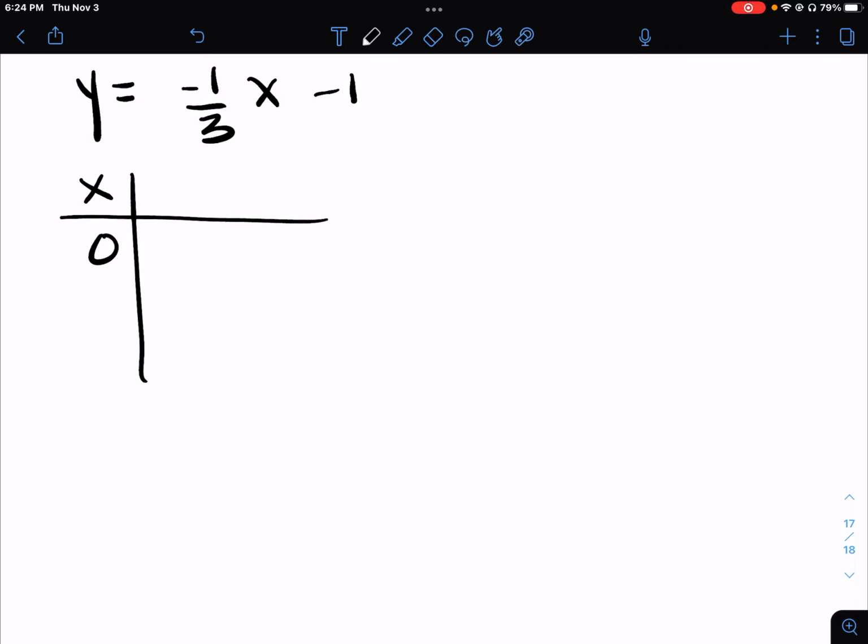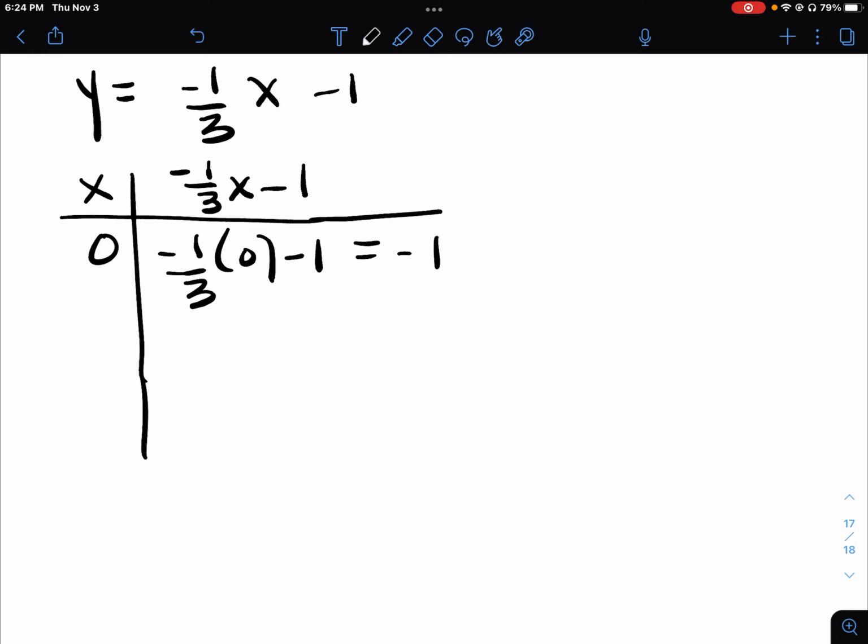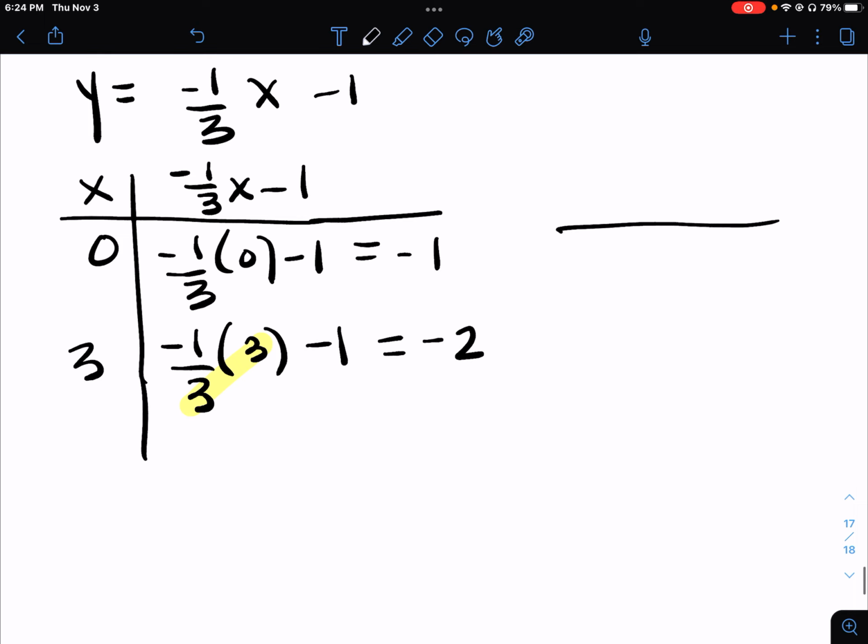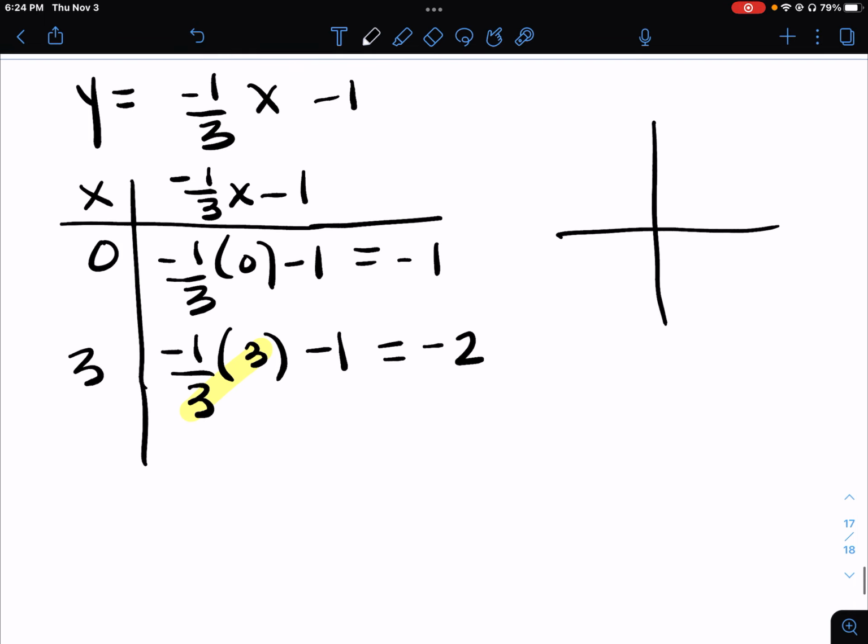Okay, we can plug in negative 1/3 times 0 minus 1. Since the fraction has negative 1 over 3, we're going to plug in 3. That makes the 3's cancel. Minus 1 minus 1 is minus 2. 0, minus 1 means over 0, down 1. 3, negative 2 means right 3 and down 2.